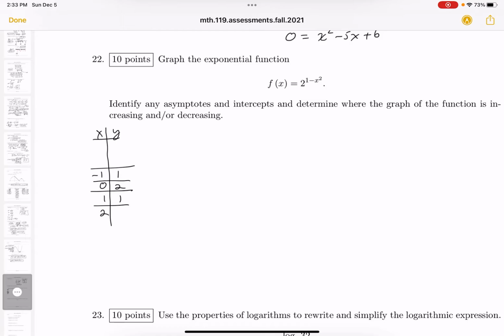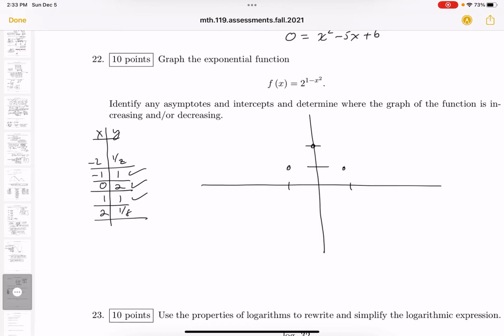I would probably try 2. And what would you get over there? Well, you get 2 to the minus 3, so it would be 1/8. And minus 2 would also give me 1/8. So I'm saying to myself I probably could graph this now, just with a few points, right? So 0, 2. We're not looking for perfect pictures, by the way. 1, 1. And minus 1, 1. It's symmetric. It's an even function. What else do I get? 2, 1/8.